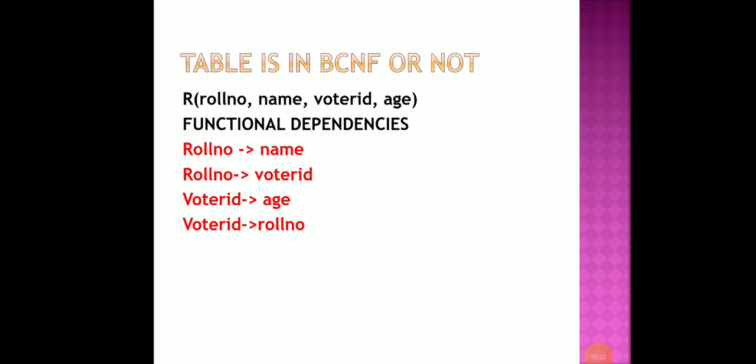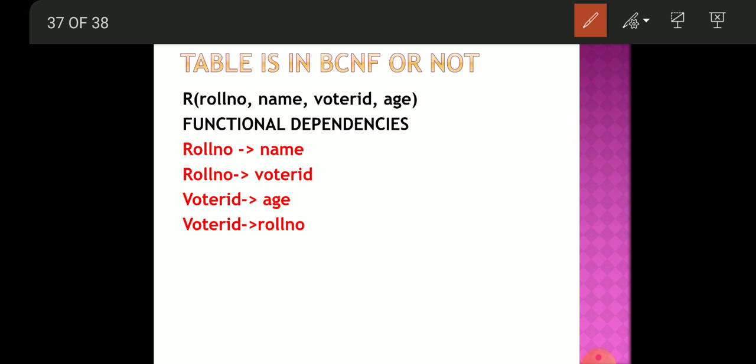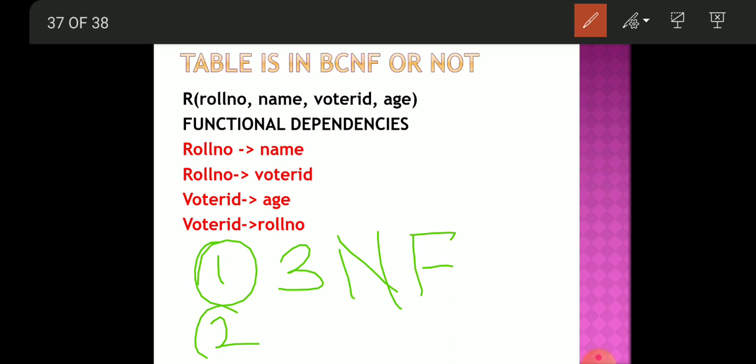Hello everyone. In this lecture I am going to discuss how we can identify for a relation whether the given relation is in BCNF or not. For BCNF, again there are two conditions like third NF or second NF. The first condition is that the table must be in third normal form, and the second condition is that the left hand side of each and every functional dependency must be a super key. These are the two conditions, right?